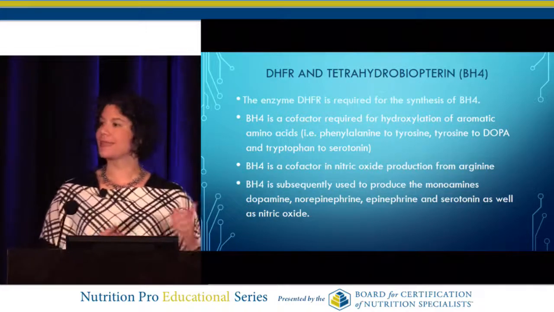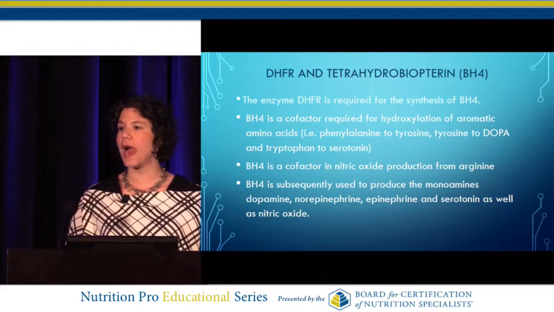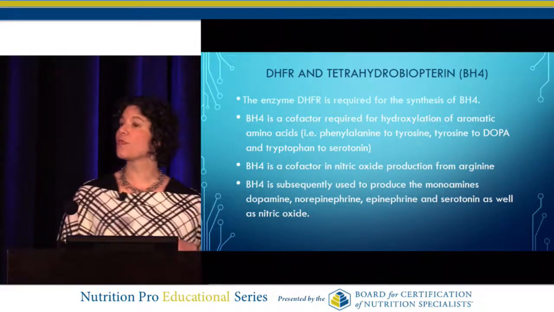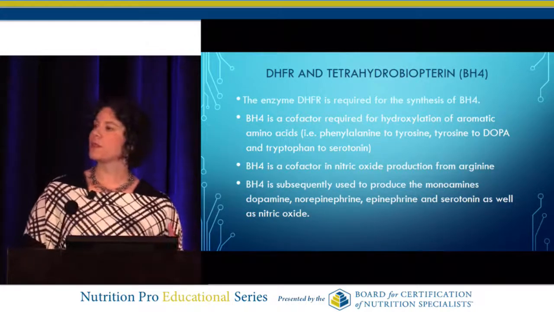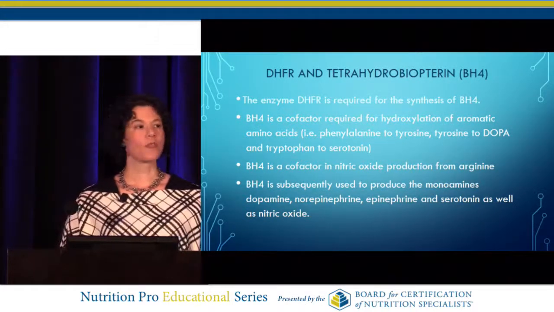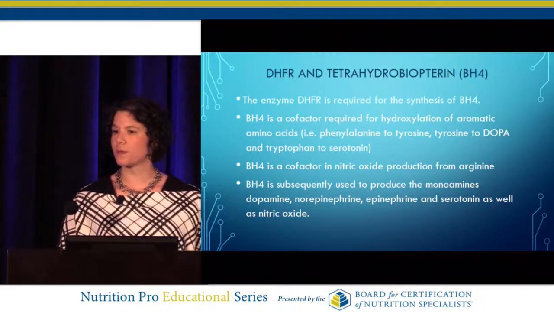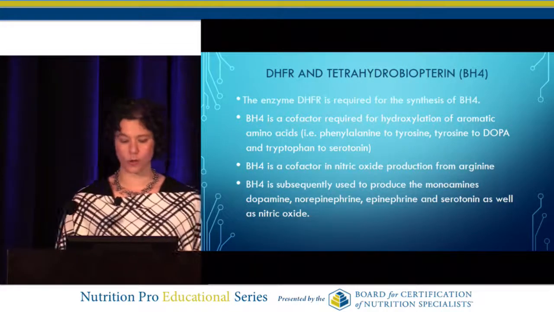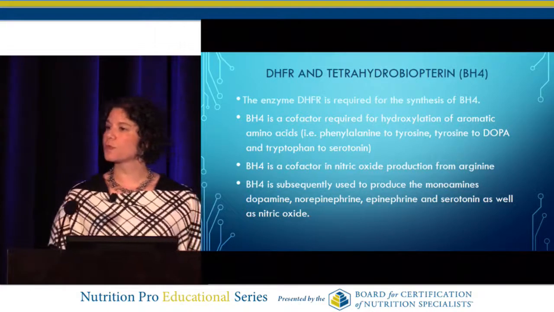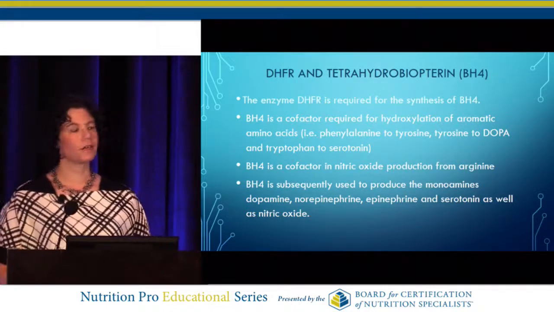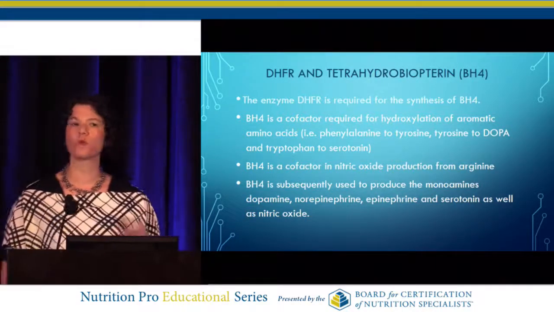So if we think about exactly the role of BH4, it's very important for hydroxylation of all of our aromatic amino acids. So that's things like phenylalanine to tyrosine, tyrosine to dopa, as well as tryptophan to serotonin. So without these, we aren't going to be able to create the neurotransmitters, and that's going to cause various mood disorders. The other piece that we can do with BH4 is production of nitric oxide from arginine. Again, we're not going to really talk in great detail about the urea cycle, but do know that that is also linked to it as well.